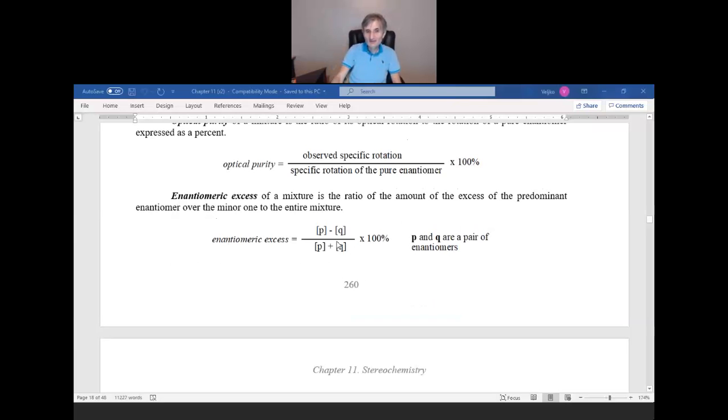So if you have two enantiomers, P and Q, I use these two letters because they are mirror images of each other, then enantiomeric excess is P minus Q divided by total P plus Q. Optical purity and enantiomeric excess are identical numbers. Optical purity is something we determine experimentally. Enantiomeric excess is the theoretical explanation, because the basic explanation is that observed rotation is due to the excess of the enantiomer that is present.